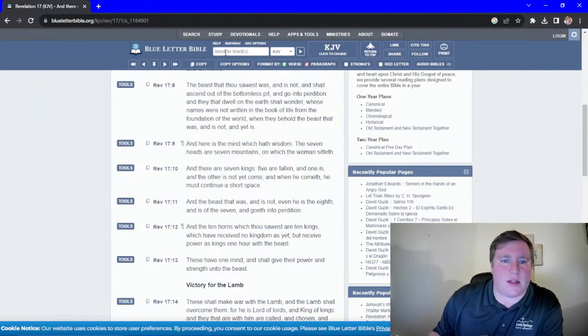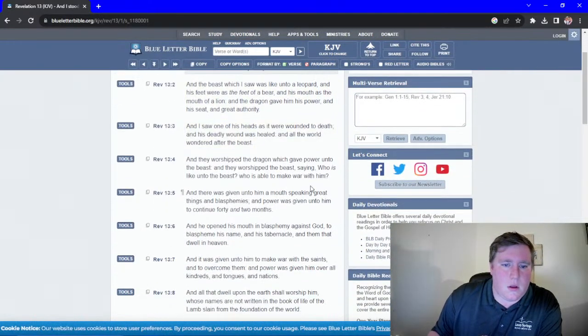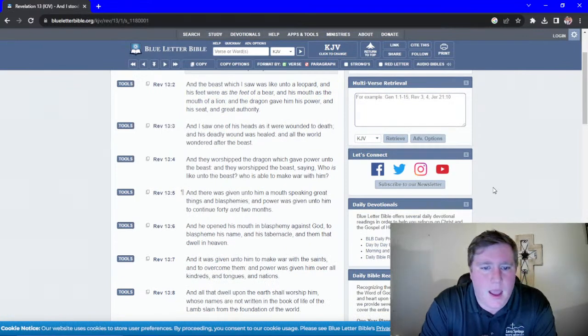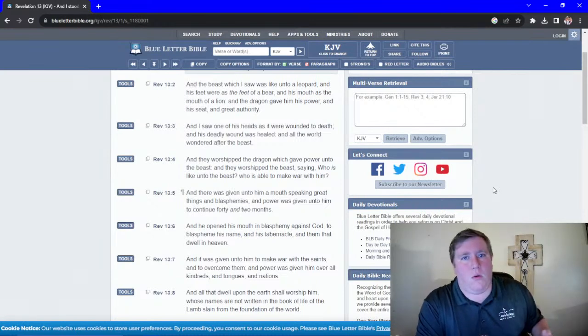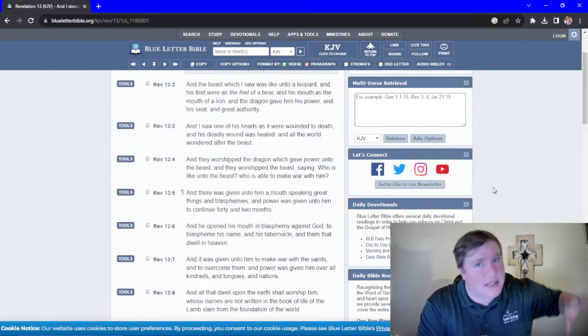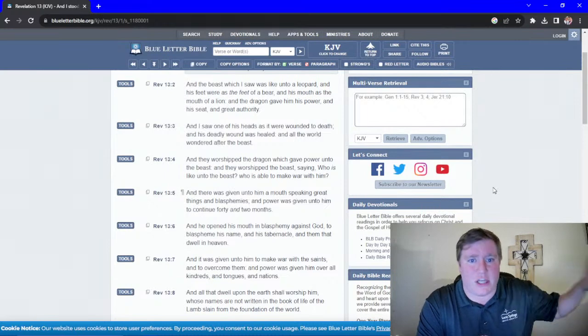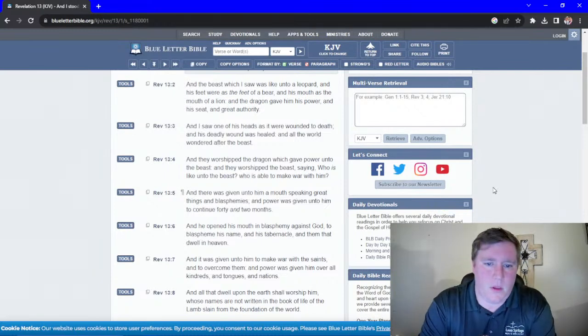So let's go back to Revelation 13. Let's jump to verse 4. And they worshipped the dragon, which gave power unto the beast. So who's the dragon? Well, we know through other biblical descriptions, the best commentary on the Bible is the Bible, right? You go to Revelation chapter 12, and we know that Lucifer, or the devil, is the dragon. So they worship the dragon, which gave power unto the beast. So they worship Satan. These people who are a part of this beast system worship the devil.